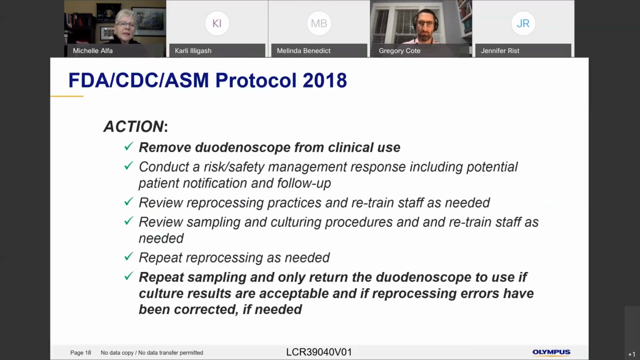But the second to last bullet is obviously if the scope has been identified as being contaminated, it needs to be completely reprocessed, and then it needs to be resampled. And the bottom bullet, repeat sampling and only return the duodenoscope to use if the culture results are acceptable and if reprocessing errors have been corrected as identified by the root cause analysis that you have done. So I think those are the key things about the sequence of action.